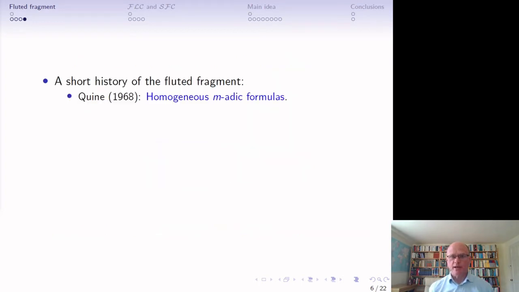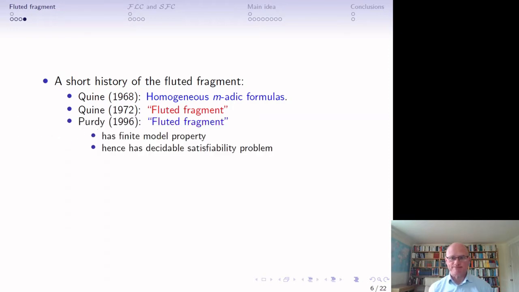A few historical marks are perhaps in order here. The original idea of restricting the order of occurrence of variables in formulas stems from Quine's homogeneous M-adic formulas, roughly what we are calling the fluted fragment, but with all predicates having the same arity. So it's much less interesting than the fluted fragment as we've defined it. This was later generalized to the fluted fragment. The term was originally Quine's, which was presented within the variable-free framework of predicate functor logic, as I mentioned. Quine never presented a formal proof of decidability of satisfiability, though his work was discussed by later commentators, most notably William Purdy, who gave a reconstruction of the fluted fragment.